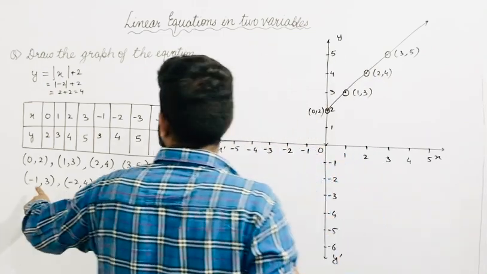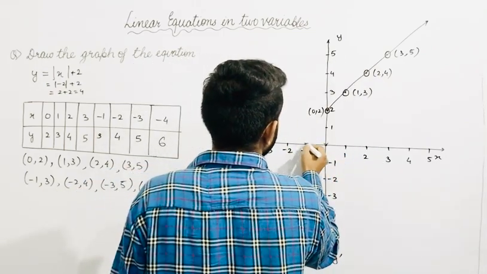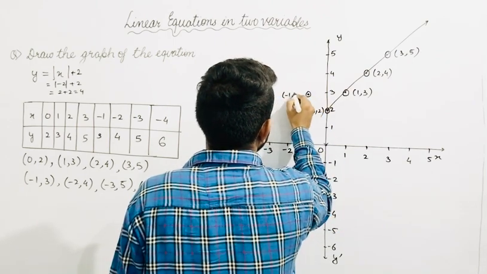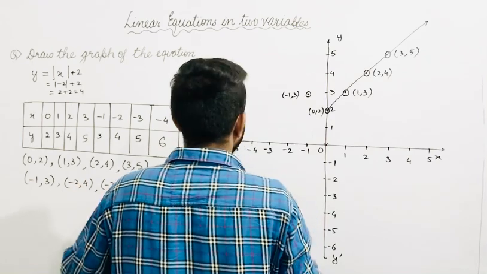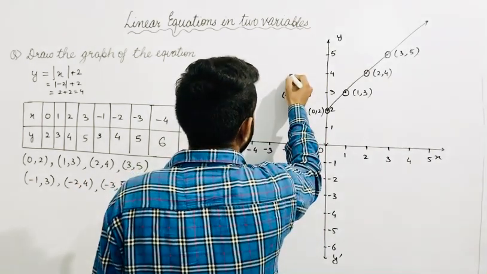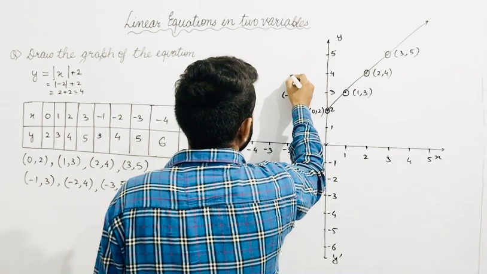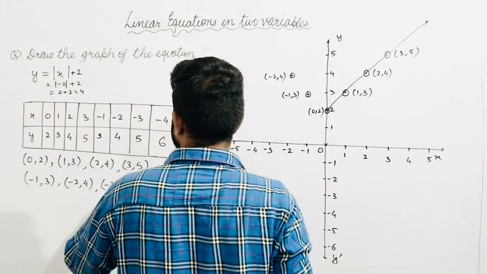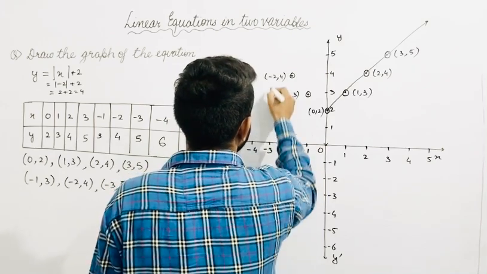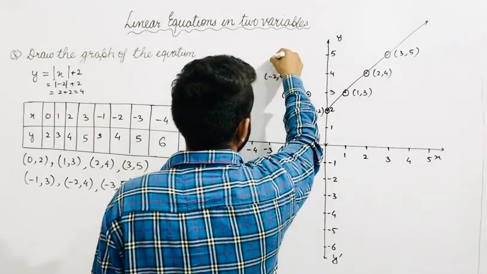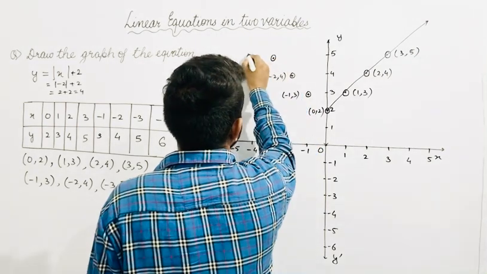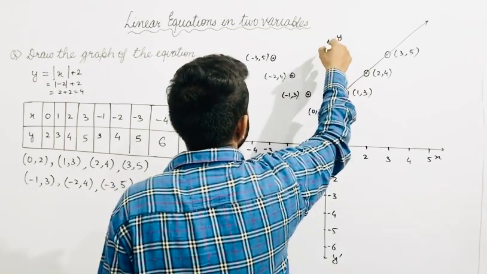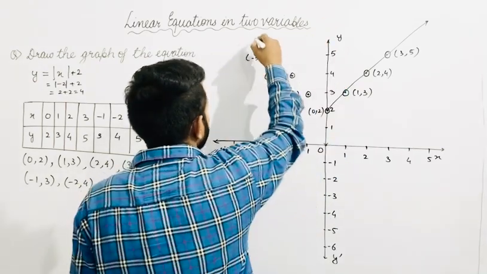Next, minus 1, 3. Stand on minus 1 and move till 3. Minus 1, 3. Minus 2, 4. Stand on minus 2 and move till 4. It is minus 2, 4. Stand on minus 3 and move till 5. Minus 3, 5. Now it is minus 4, 6. Since we have not made 6 here, we can join these points.